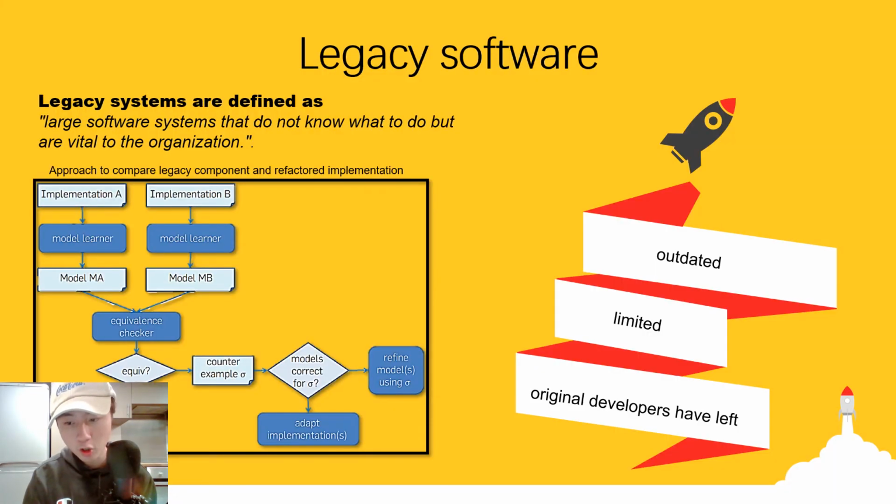The last part of applications is about legacy software. Legacy systems are defined as large software systems that no one knows what to do with but that are vital to the organization. Usually, the technology of these systems is outdated, the documentation is limited, and the original developers have left.